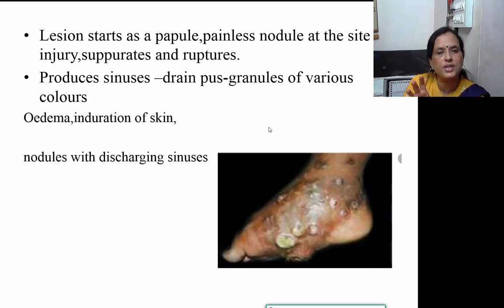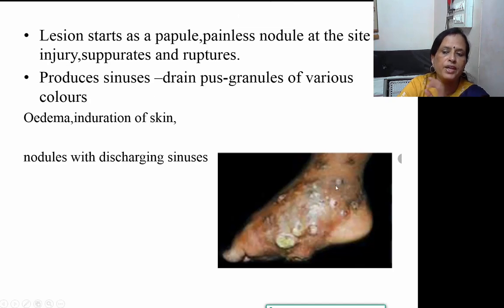Once it ruptures, what does it produce? It produces a sinus. And what comes out through the sinus? Pus is one thing, plus the causative organism that is there inside. So the fungal colonies start coming up. It could be a blackish material being discharged, or it could be yellowish, depending on which fungus it is. Similar to exactly how I described. So we see nodules on the skin, discharging sinuses, edema, the affected part is swollen and the skin is indurated.